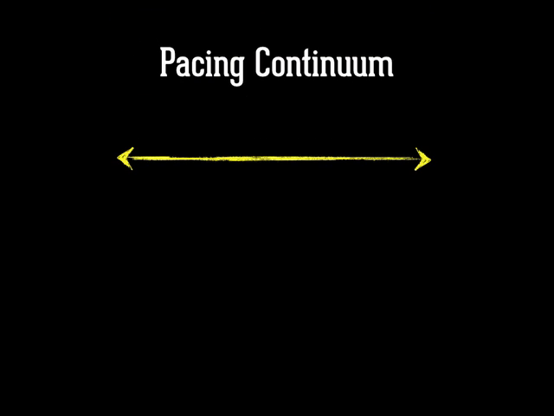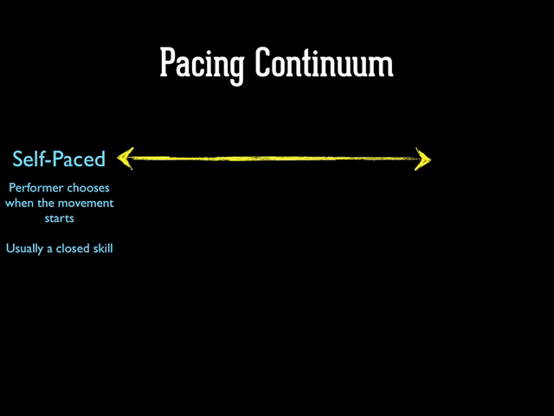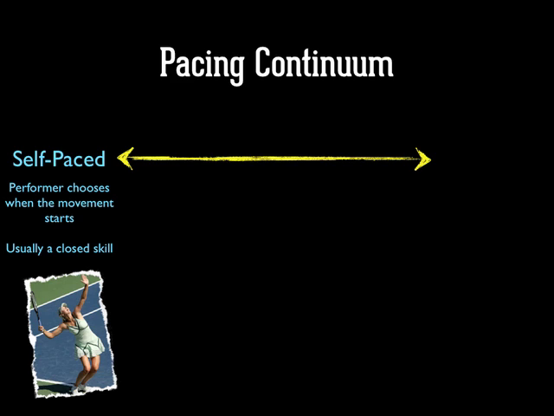Pacing continuum is the fourth continuum, and this is where we have either self-paced skills, whereby a performer chooses when the movement can start, so you pace it yourself. Usually it's what we call a closed skill, so we talked about these earlier on. So a closed skill is not affected by the environment, you do it in your own time, usually the same sort of distances and environment setup. A good example of this is a tennis serve. So you choose when to start the movement, you serve, it's a closed skill.